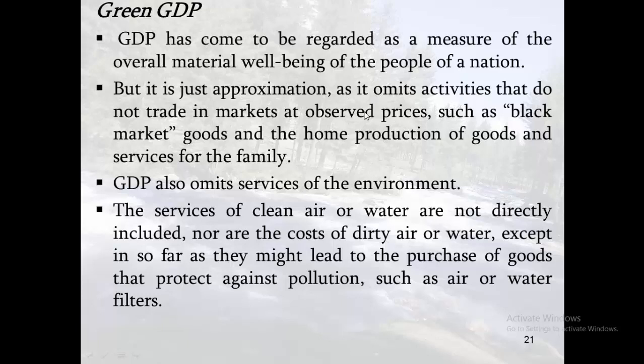We know that GDP is just an approximation. It omits activities that are not traded in the market at observed prices, such as black market goods, the home production of goods and services of a family, the services of a mother, the services of a father, or if you repair your own car. There are so many services which are not included in the GDP. So the GDP is just an approximation. I'm not going into the detail because you have already studied this in your previous classes in macroeconomics. GDP also omits services of the environment.